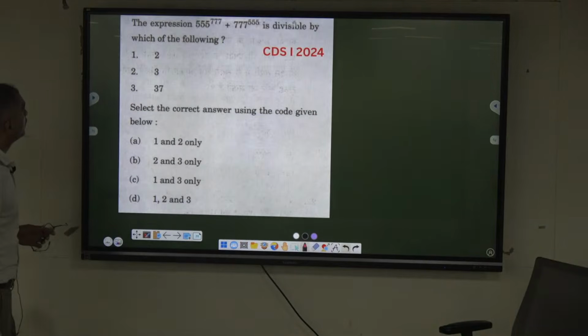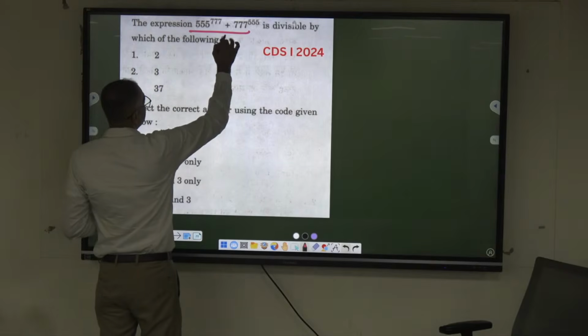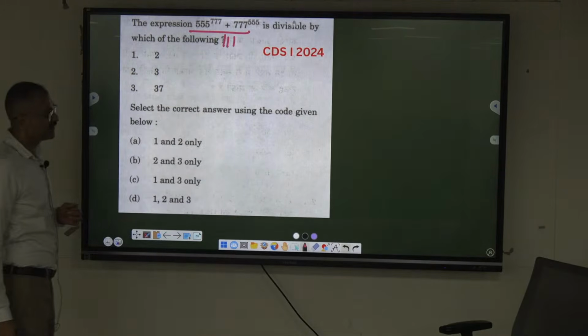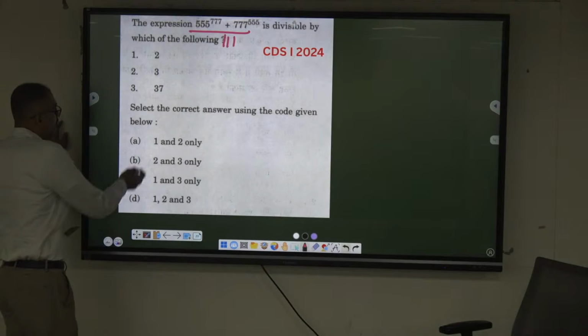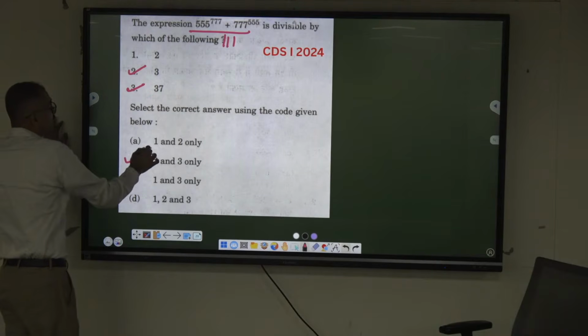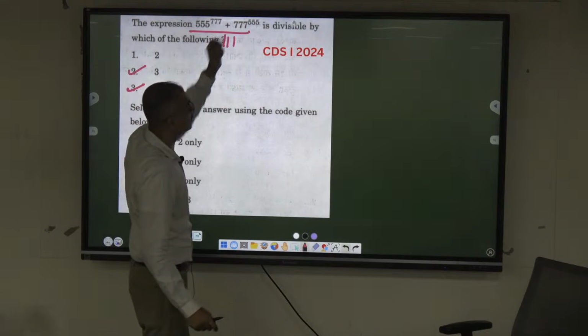The expression 555 to the power of 777 plus 777 to the power of 555 is divisible by which of the following? Ready, sir? This kind of numbers, is it divisible by 111? 37, but you have a combination, 37 and 3. So 2 and 3. Will it get divided by 2? It's possible if the sum is an even number.